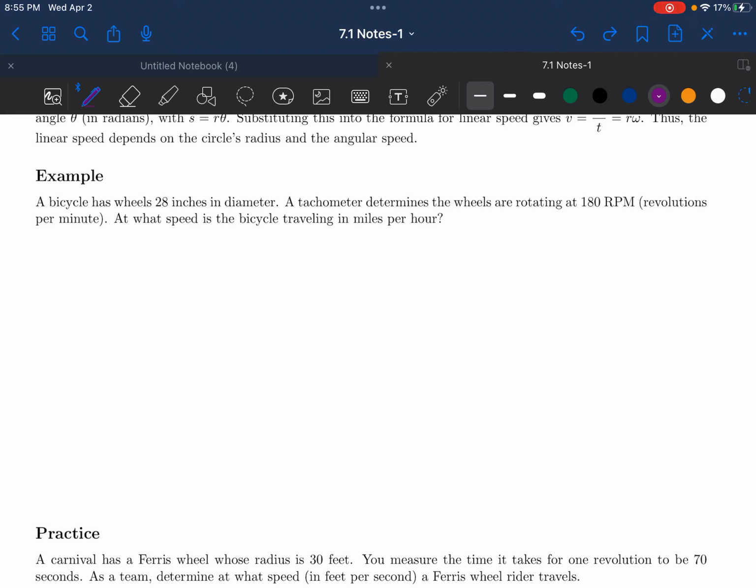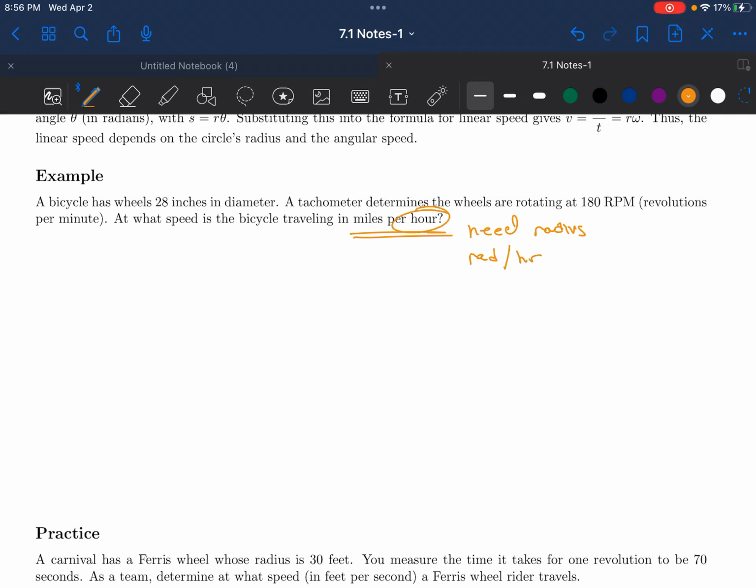A tachometer, which measures the rate at which things spin, determines that the wheels are rotating at 180 rotations per minute. Remember, as soon as you know rotations per amount of time, it's a common way of describing the rate of something spinning. You can convert that, just like you saw, into radians per unit of time. And so our goal is to figure the linear speed in miles per hour. So we need two things. We need the radius, not too hard because we have the diameter, and we need the radians per hour.